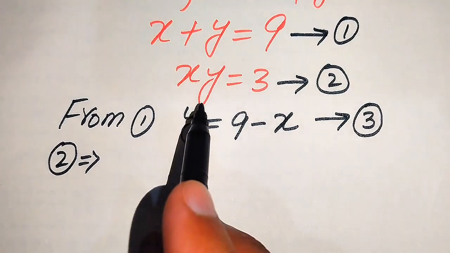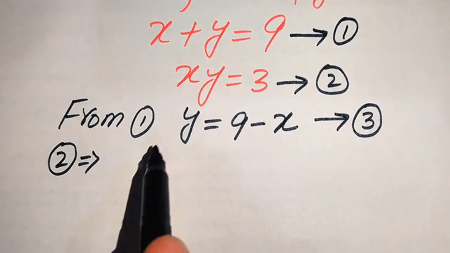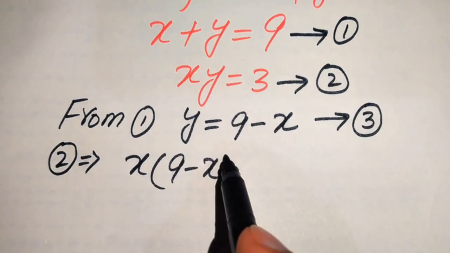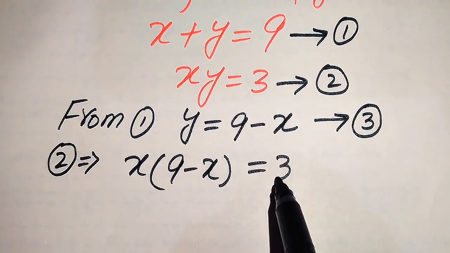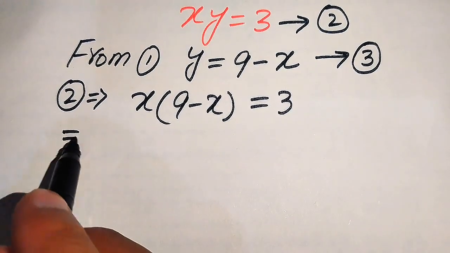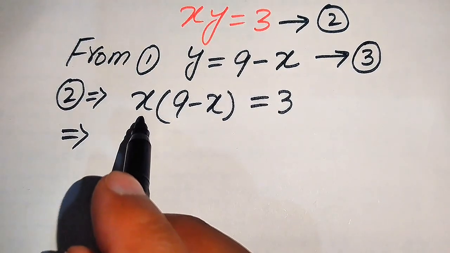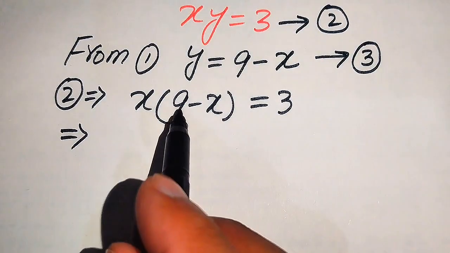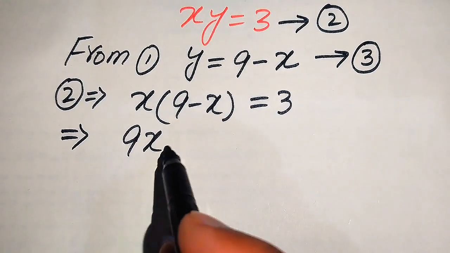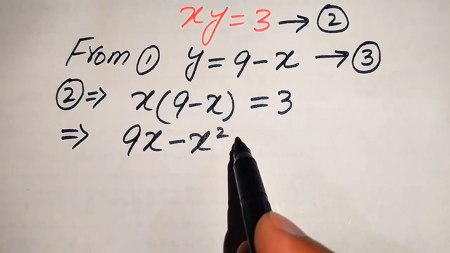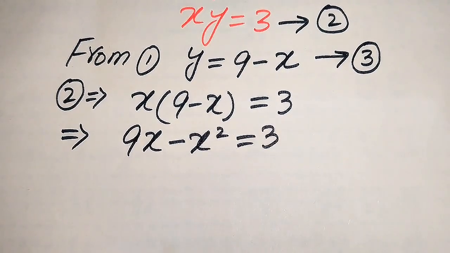So we use this equation number 3 in equation number 2, so that equation number 2 implies xy equals 3, and we have the value of y as 9 minus x, so x times (9 minus x) is equal to 3. Further, in the next step we need a little bit more simplification, and it will be written as: here we multiply this x separately on both of these values, and when this x is multiplied by 9 it becomes 9x, and when this x is multiplied by x it becomes x square, and this whole equation is equal to 3.